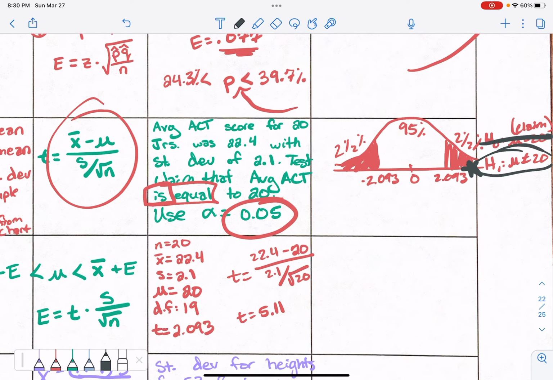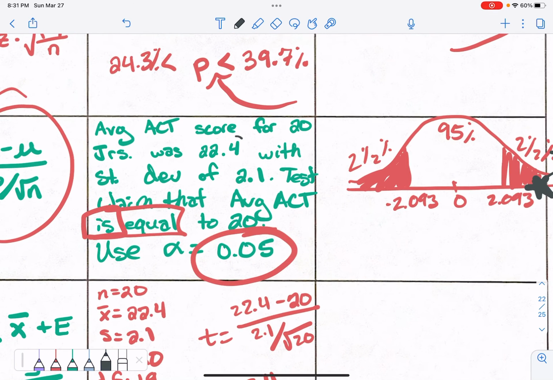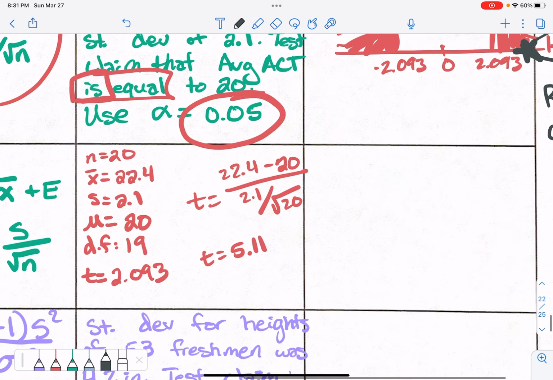So we're going to say that the ACT scores are not equal to 20. So this is a reject H naught, and the claim is false. We're not doing very well on claims here today, which I guess makes sense. 22.4 is not very close to 20. I mean, to say that those are the same thing, I would not believe that.